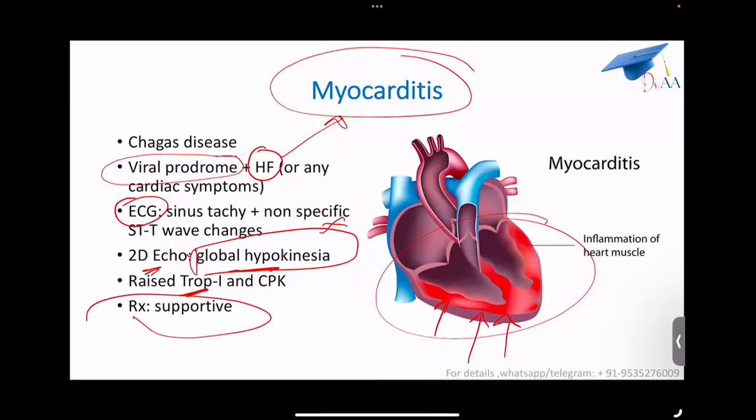What is the treatment? Supportive treatment. There is no specific treatment you can do here because it's just an inflammation. It's not an infection. Most of the time it is viral. The most common cause is Chagas disease. So mainly supportive treatment. If he's in heart failure, treat it as heart failure, which we'll be discussing at the end of the class. So mainly supportive management for myocarditis.